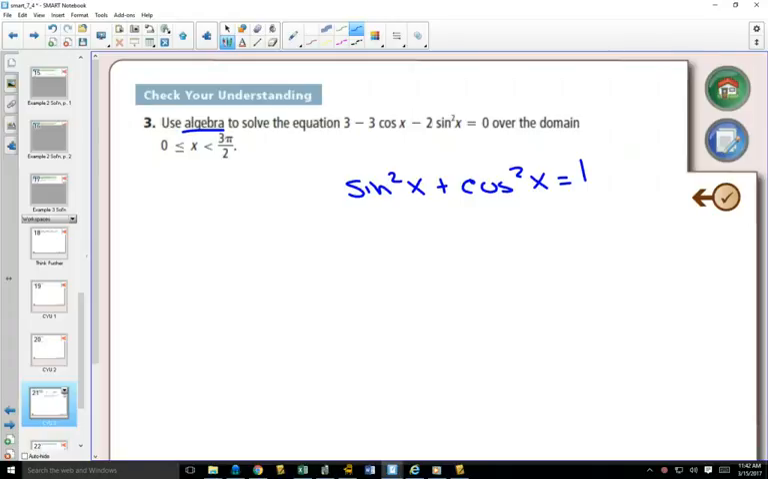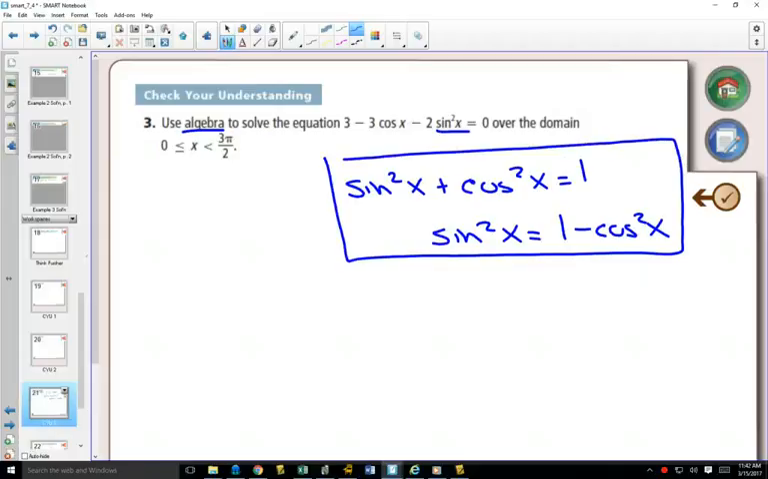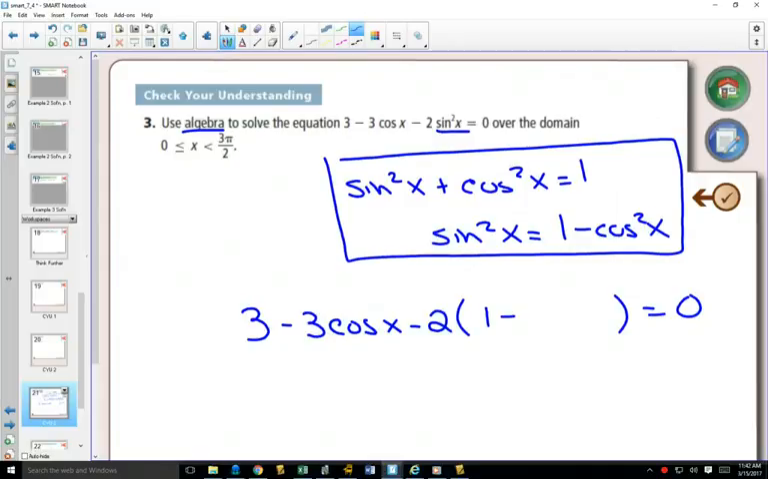So now in this equation, I notice I have a sine squared. So if I can get sine squared by itself by subtracting cos squared on both sides from this big idea, I can now use substitution. 3 minus 3 cos x minus 2, and instead of sine squared, I can write 1 minus cos squared instead. What that does is it changes my equation.